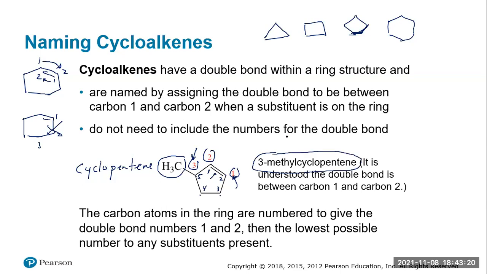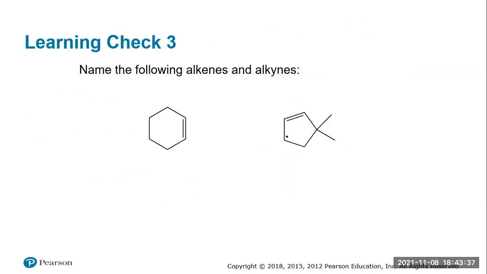cyclopentene. So you always want to make sure that you do number and go through the double bond on your numbering. You can't go away from the double bond there on your numbering. Any questions on that there? All right, so why don't you name these two guys here? Let's see what you come up with.